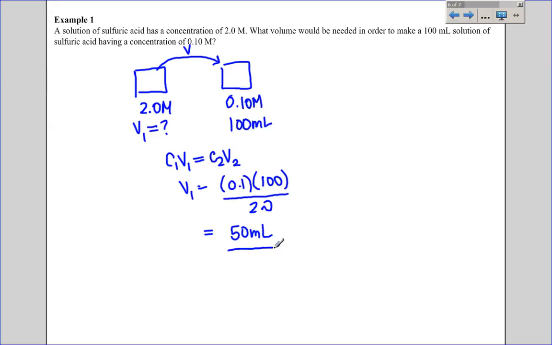Okay, so let's think about what this means. This means that I need 50 milliliters of this solution. And then the rest of the 100 milliliters is going to be water. So to prepare this solution, I'll take 50 milliliters of solution A and I'll add water so that I have 100 milliliters of solution. And that is a diluted solution with a concentration of 0.1 molar.